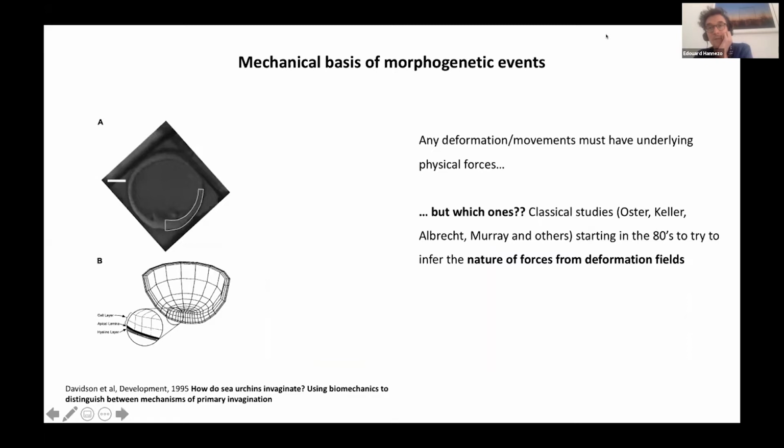And indeed, even though I think just from the laws of physics, we know that any deformation that happens in embryogenesis must have underlying physical forces, the real question is which ones, right? There's lots of forces that can be generated in lots of places. And answering that was really the start.